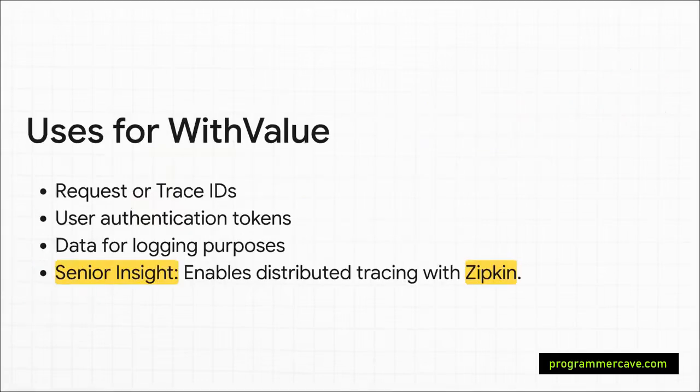So what are the right uses? The classic examples are things like a unique request ID, or maybe a user's authentication token. And for the senior devs out there, this is the magic that powers distributed tracing. You can stick a trace ID in the context at the very edge of your system, and it'll follow that request all the way through every microservice, letting tools like OpenTelemetry draw you a perfect map of its journey.